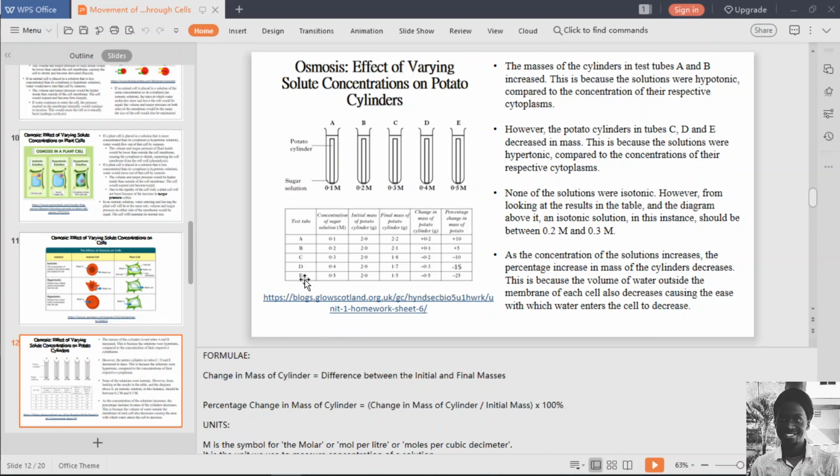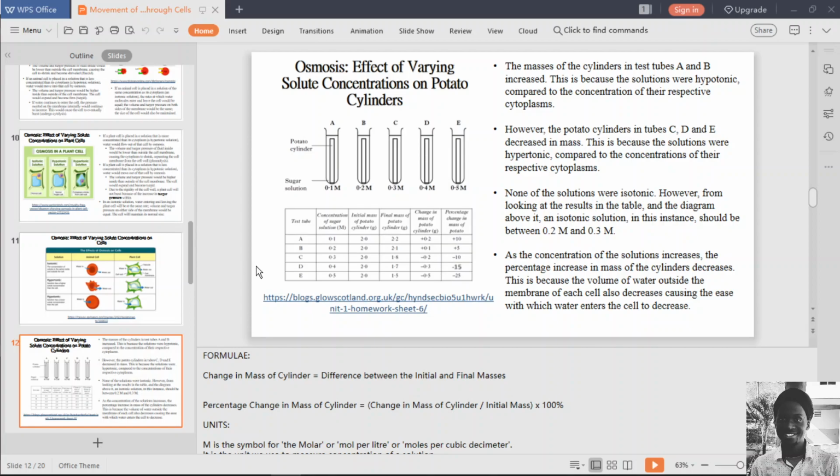Okay, here we have the test tubes. We have the concentration of sugar solution here from 0.1 to 0.5. Here we have the initial masses of potato cylinders in grams. All of them had the same mass. Okay, in this experiment, the length was not measured, but most of the time, all of them are of the same length also. The final masses were determined after the experiment. Notice that each of them is different, right? And each of them is different to the initial mass. And here we have the change of mass. Here we have the percentage change of mass of the potato cylinders.